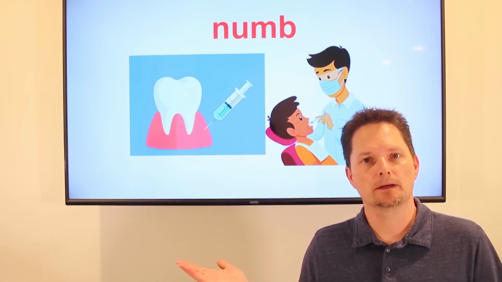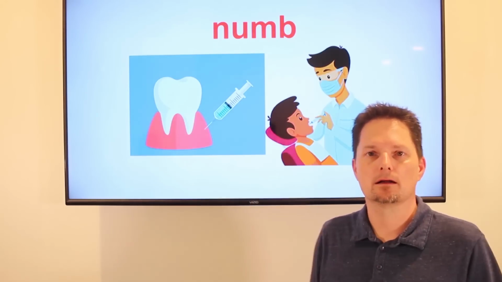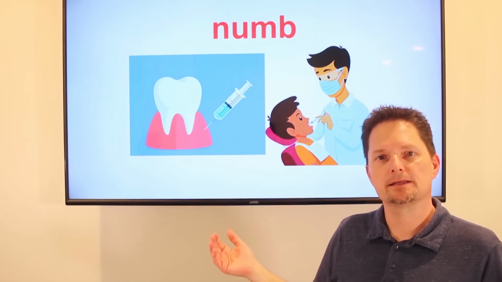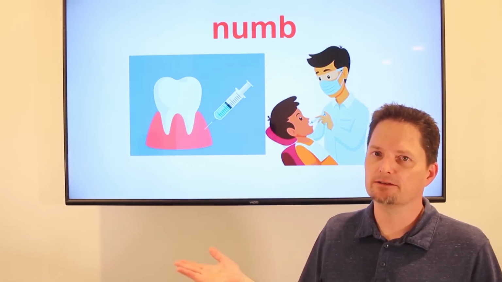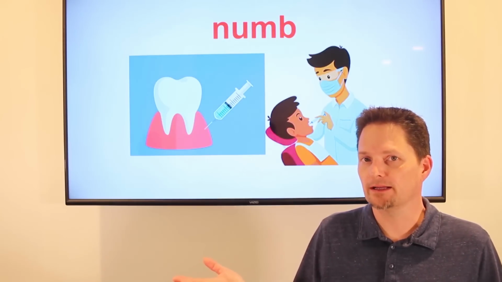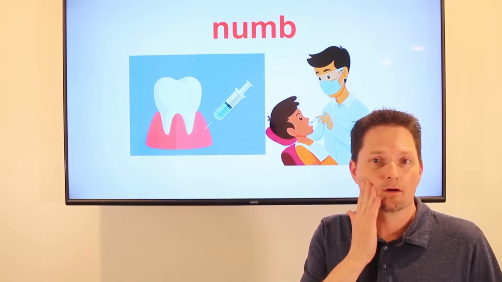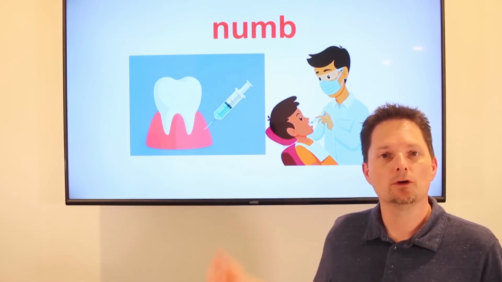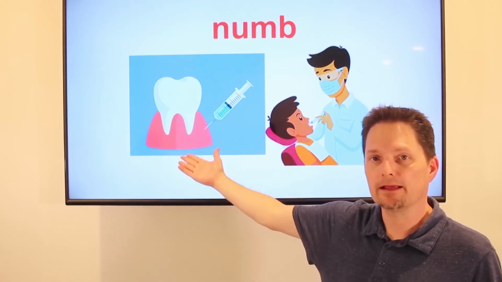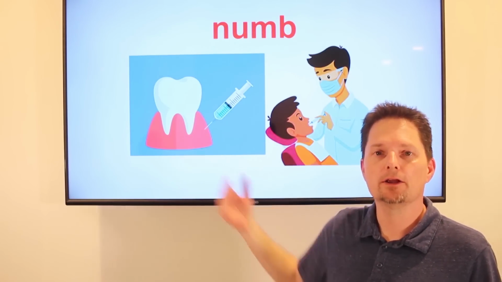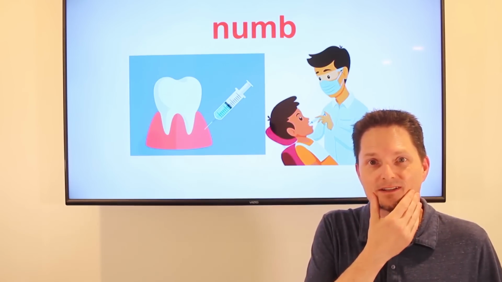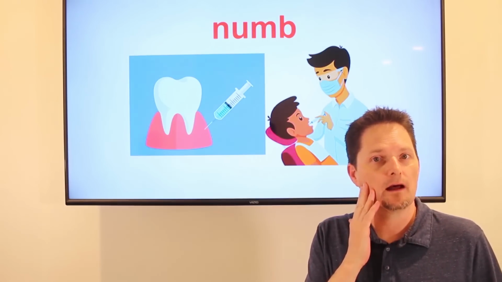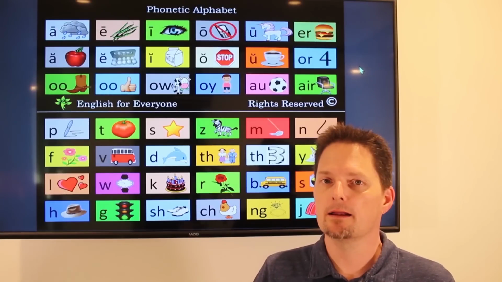Example, numb. Silent B, numb. Numb is a description. It's an adjective. When you have no feeling. If you can't feel, my face is numb. You go to the dentist. They give you a shot of Novocaine. You cannot feel your face. So, my face is numb. Pronunciation, numb.